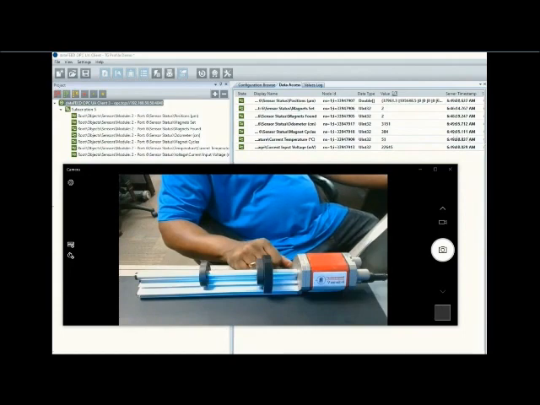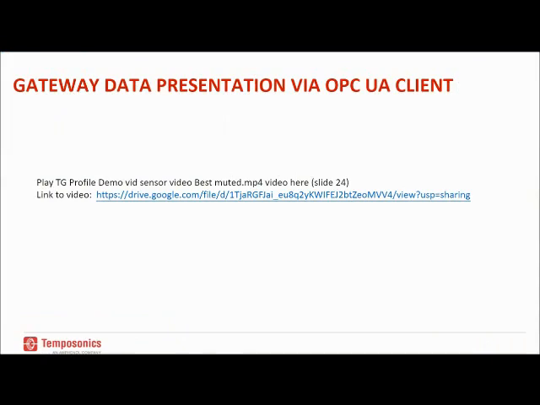But these are just examples of how you can view Industry 4.0 data using an OPC UA client when you connect it to a gateway. I believe that is the last image I have here.